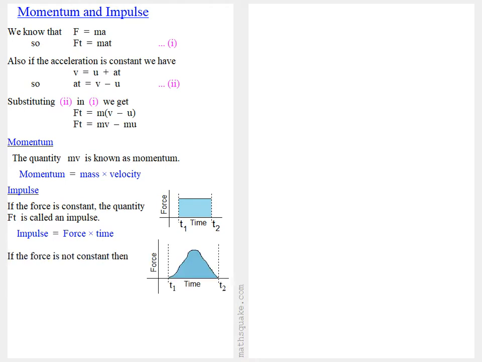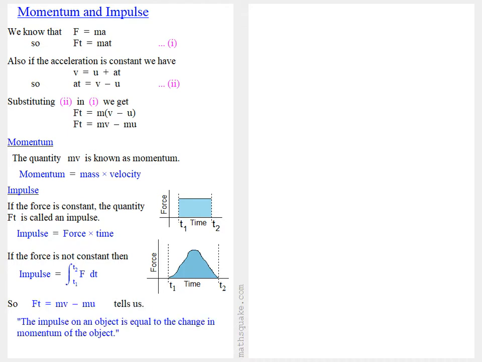So if the force is not constant and we draw the graph of force against time, the impulse is still the area under the graph, so the impulse is the integral of F dt. Now, Ft equals mv minus mu tells us that the impulse on an object is equal to the change in momentum of the object. The units of impulse are Newton seconds. Now even if the force is not constant, it's still true that the impulse is equal to the change in momentum.